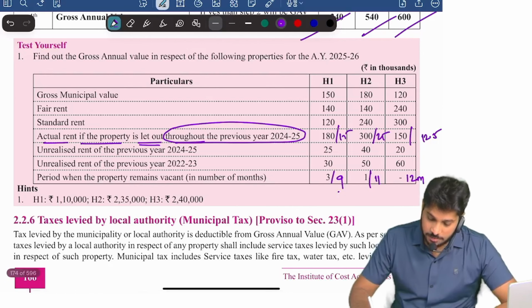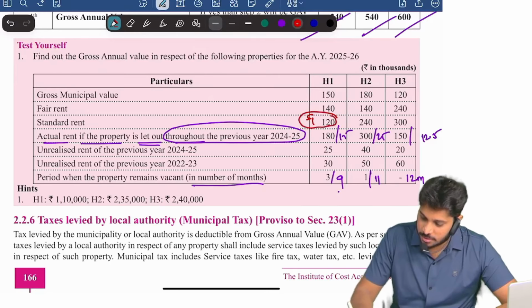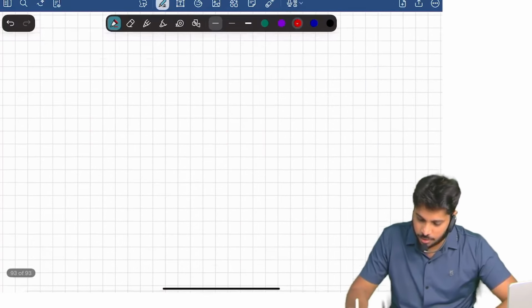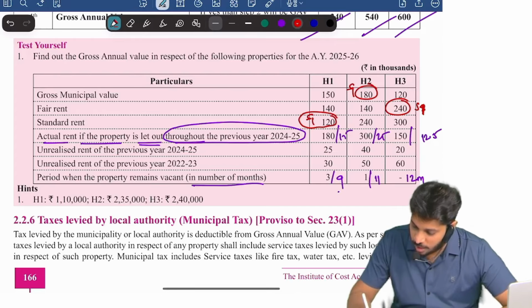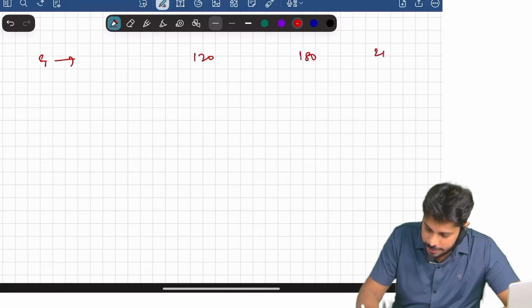Now tell me, the period for which it was vacant we know. Now first of all, step number 1 we calculate. Whichever is higher, step number 1 is 120. Agreed? Because gross municipal value, nothing but municipal value, fair rent, whichever is high, restricted to standard rent. This is step number 1 for house 2, and for house 3, step number 1 is this. Now step number 1 answers are 120, 180, 240.